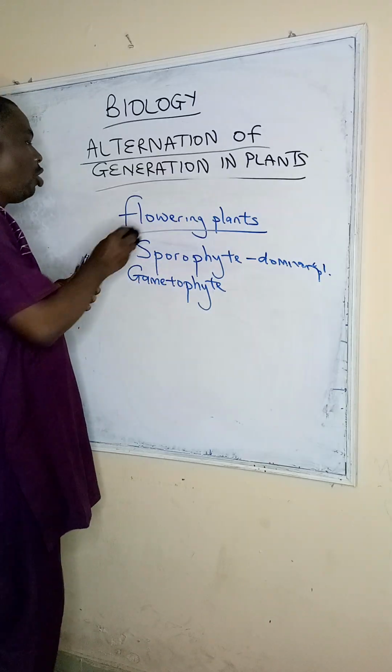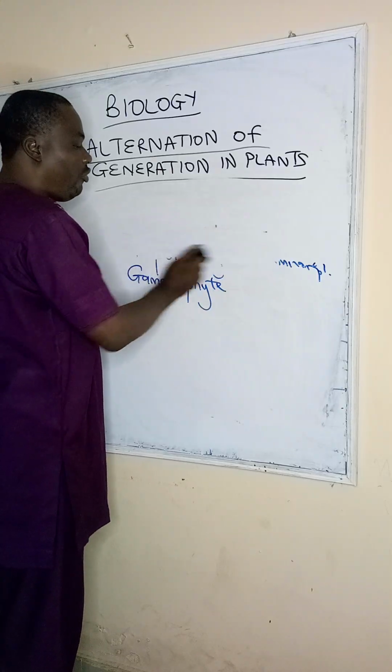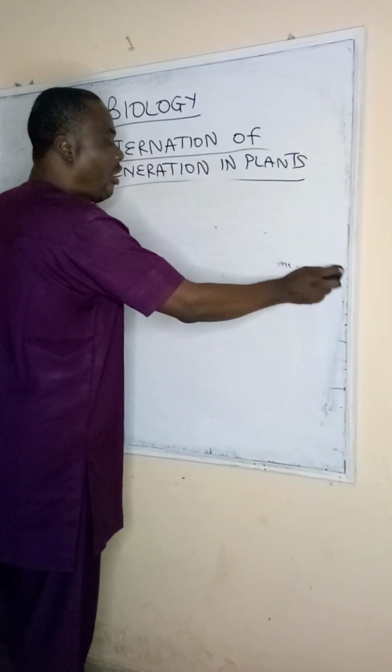So, giving a recap, we say alternation of generation involves two cycles, gametophyte alternating with sporophyte.